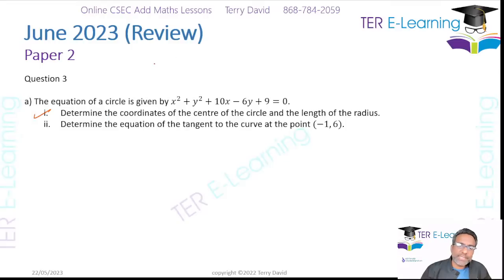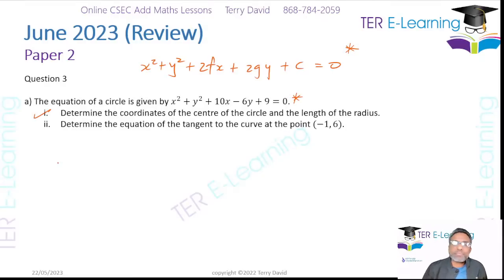First things first, the general form of a circle is given by x squared plus y squared plus 2fx plus 2gy plus c is equal to 0. That's the general form of an equation of a circle. What we're going to do is compare this general form with what they gave us here. We're going to use that to figure out what f and g are.